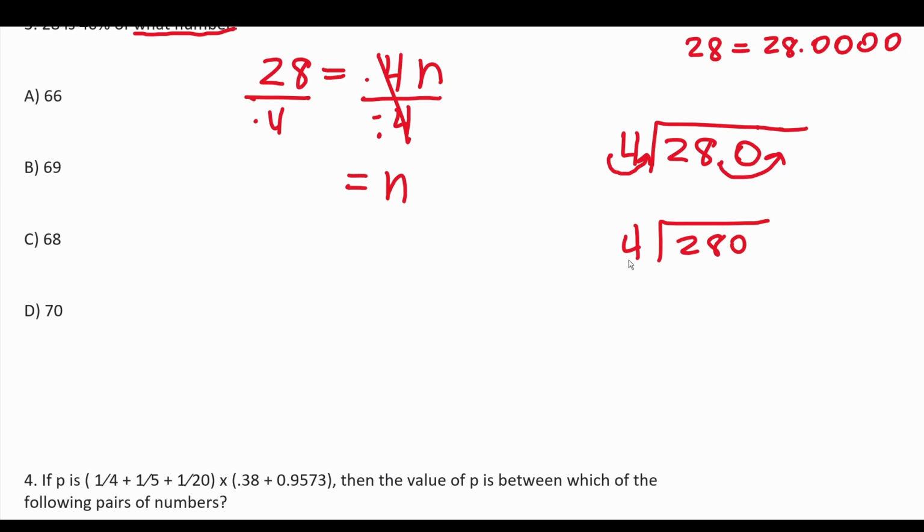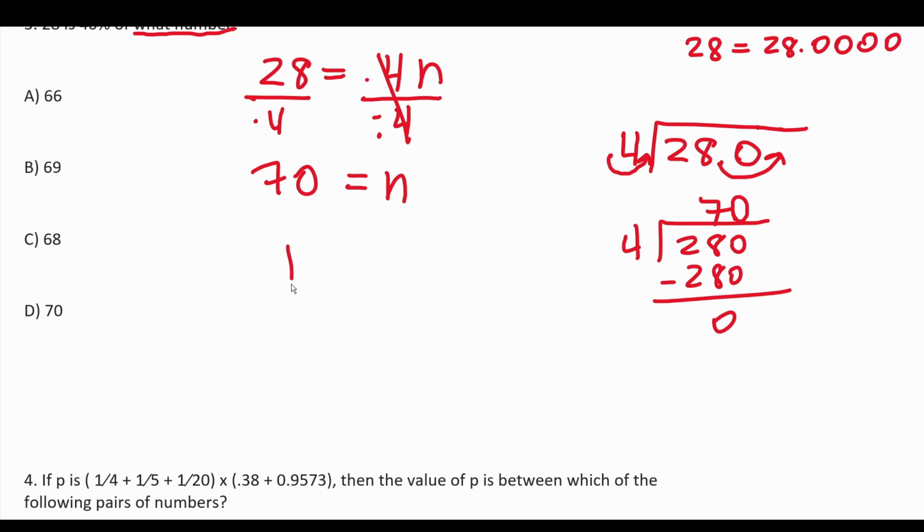We start by asking ourselves, how many times does 4 go into 2? Doesn't. How many times does 4 go into 28? It goes into 28 7 times evenly. But that said, since there's a 0 here, I can just bring it up like this. And this says 4 times 70 is 280 with no remainder. So we can see n is 70.